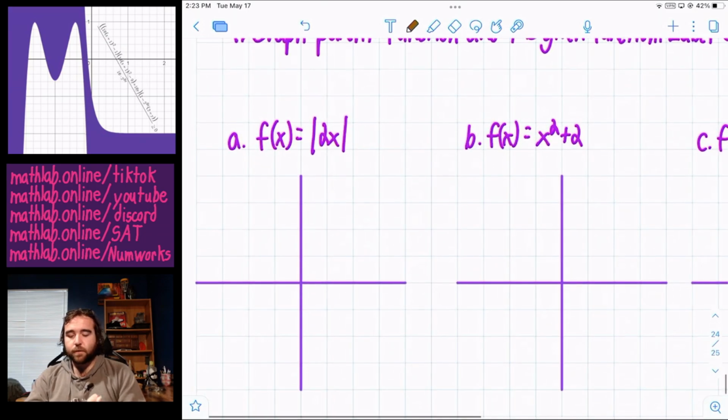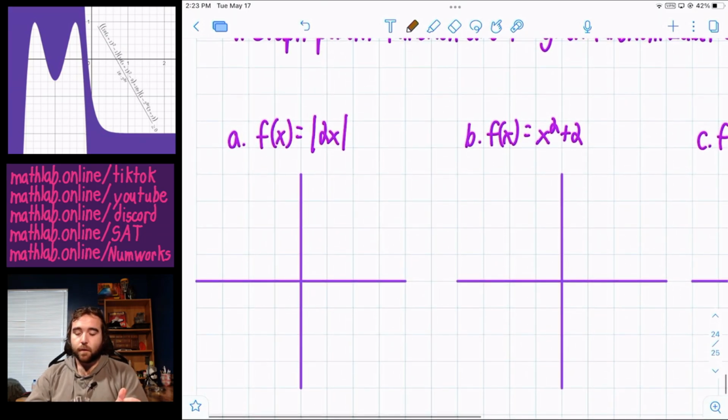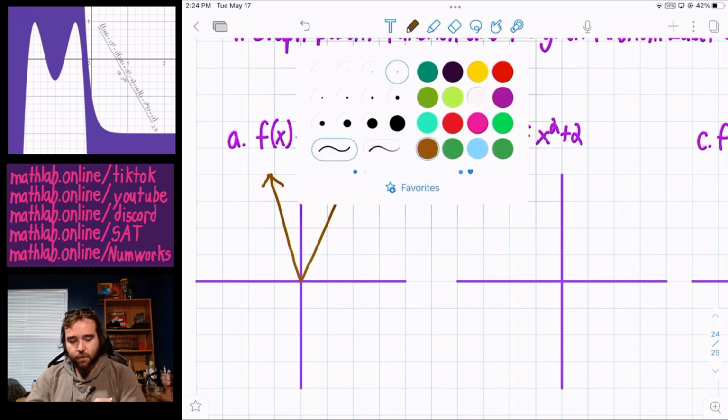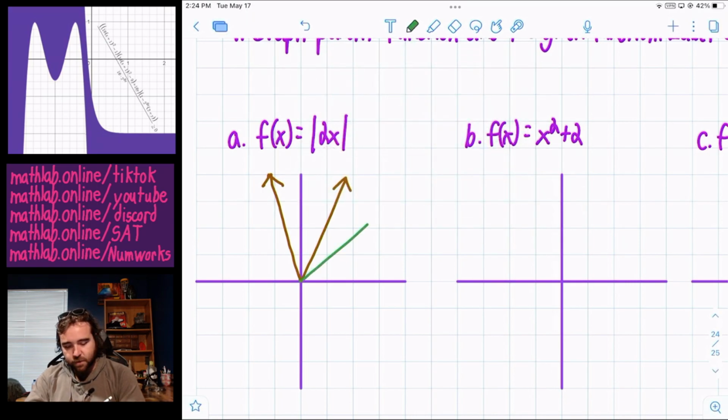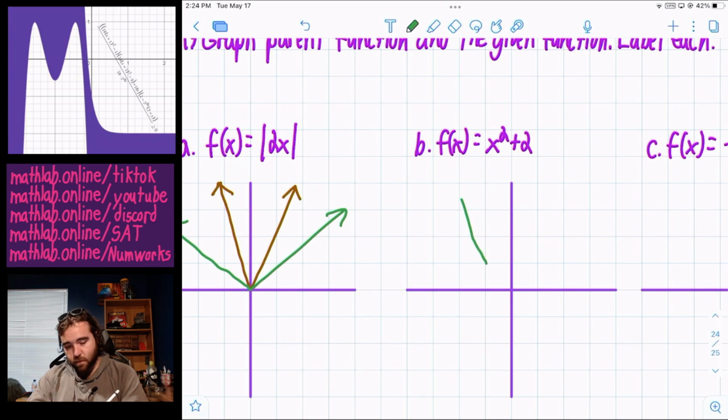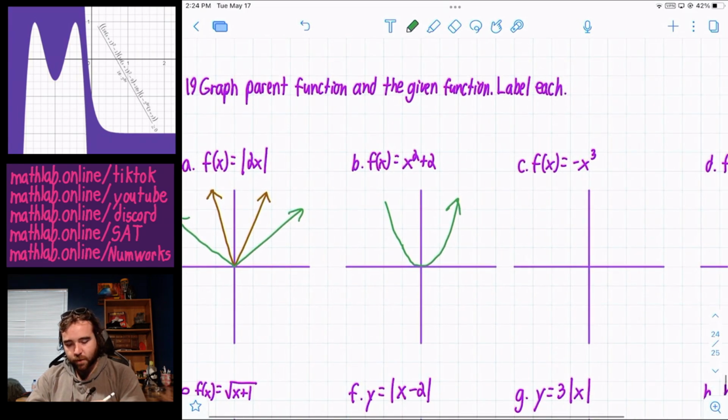So let's go through. So here you see we're multiplying. So if we multiply it, we're going to be making it taller and skinnier. You see how we take that absolute value function and we make it taller and skinnier. We'll go ahead and do parent functions too. And this color is just since it's right next to it. So there's our parent function. We multiply by 2, makes it taller and skinnier. Should we do all of our parent functions first? I feel like that'll be quicker.